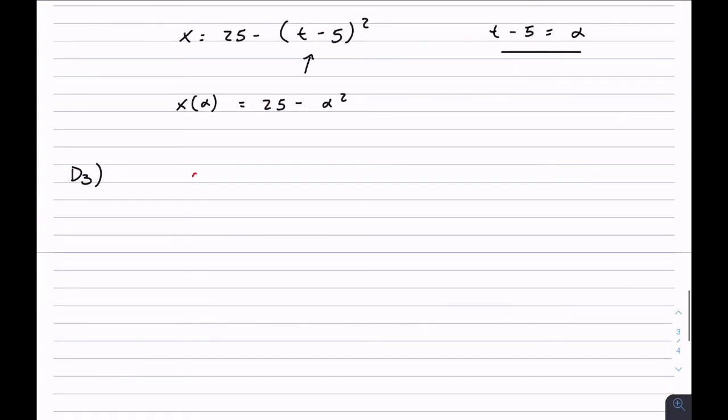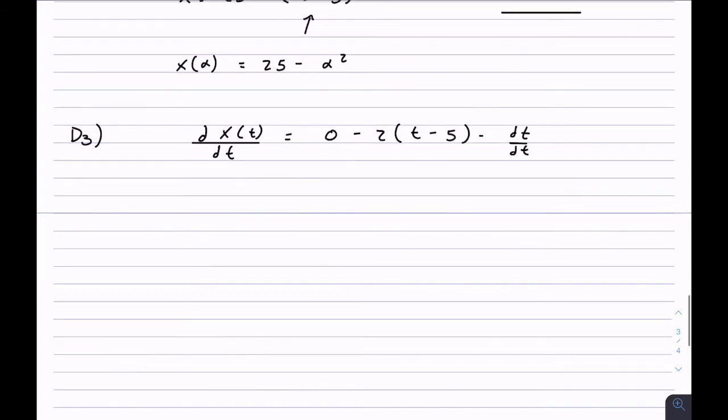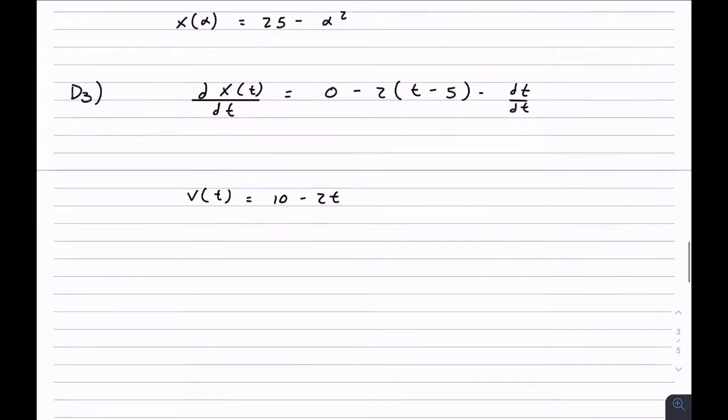So we need to take dx of t over dt. That's going to equal, remember our constant 25 is going to go to 0. This is going to be 2 times t minus 5 times dt over dt. So our velocity is v of t equals, we'll just call it 5 minus 2t. 10 minus 2t, excuse me, 10 minus 2t. Right? Okay, so that's our function.